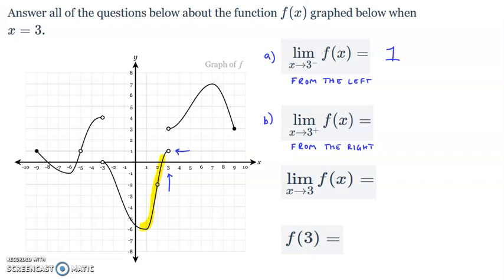And for part B, we're going to be taking a look at what happens as we come from the right. So we're still going towards this x value of 3, only we're coming this direction, from the positive side or from the right-hand side on our graph. And we're taking a look at what happens to those y values. And these y values here are going towards a value of positive 3.